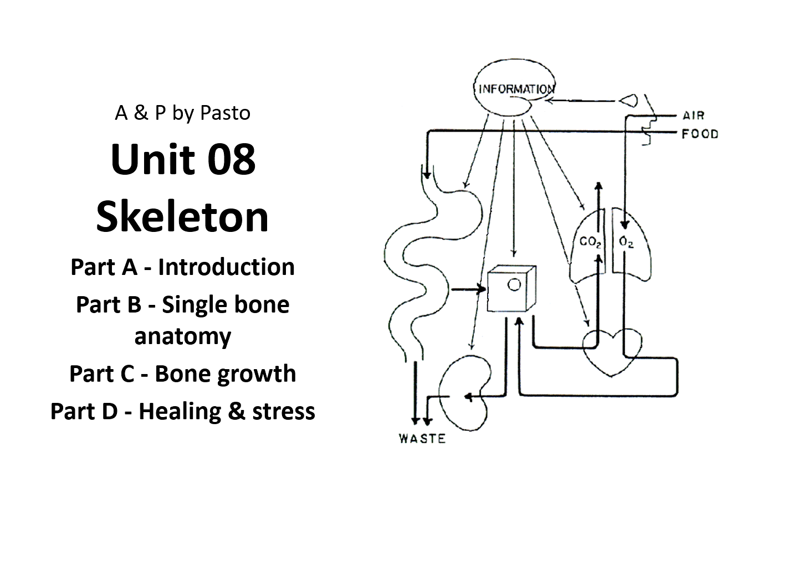Unit 8, the skeleton, is a look at the anatomy of a single bone and how bones grow and respond to stress. Part A is an introduction. Part B is the anatomy of a single bone. Part C looks at bone growth. And Part D looks at the healing and stress acting on bones.